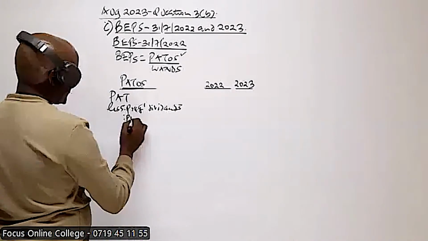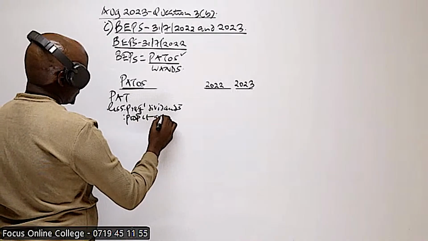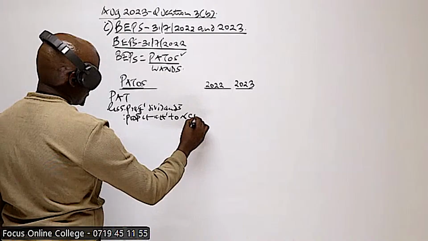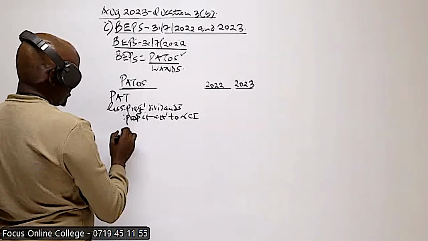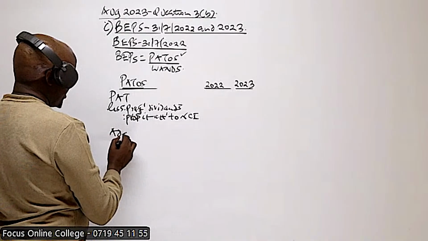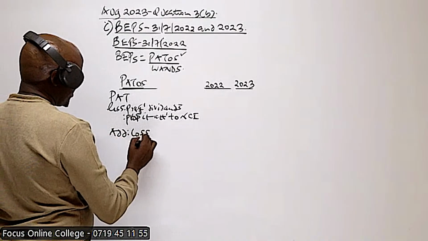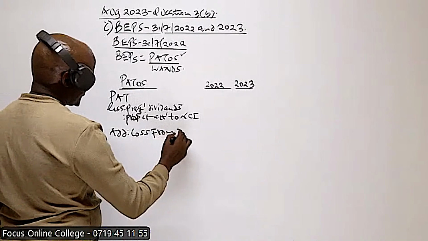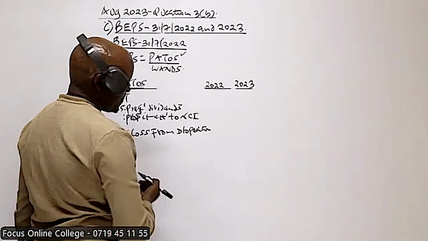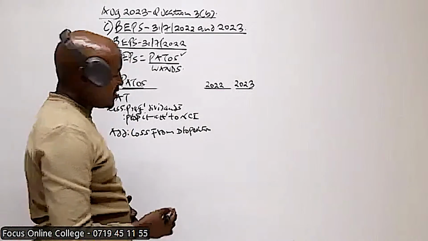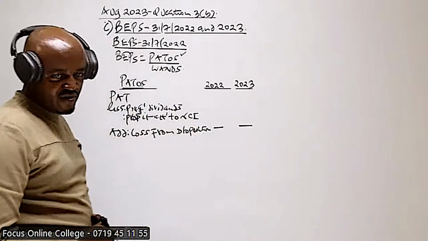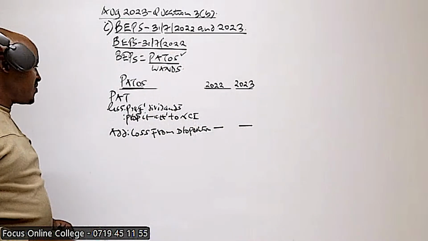We also less the profit which is attributable to non-controlling interest, and we add any loss from discontinued operations. So if you check on that information which you have there, there is nowhere we are given information about discontinued operation. There is nowhere we are told there was a loss from discontinued operation.